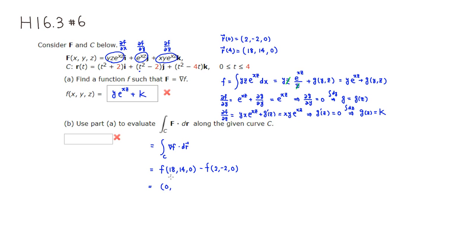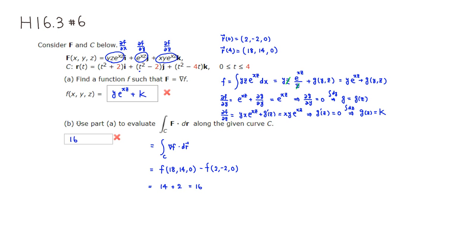Oh, I'm sorry, I'm looking at the wrong thing. I have to look at this f, the potential. So plug in y, and you have 14. e to the xz, where z is 0, is e to the 0, which is 1. So 14 times 1 is 14. Minus, plug in negative 2, so it's negative y, which gives positive 2. Again z is 0, e to the 0 is 1. So it's going to be 14 plus 2. The answer is 16.